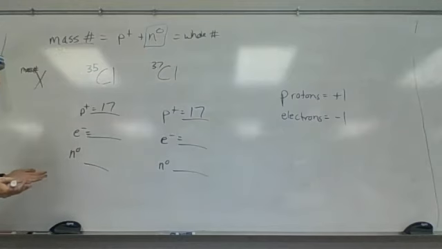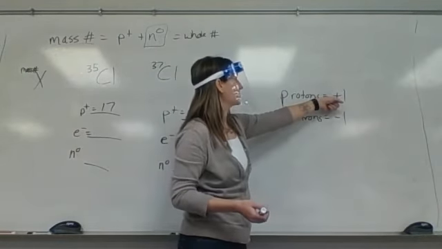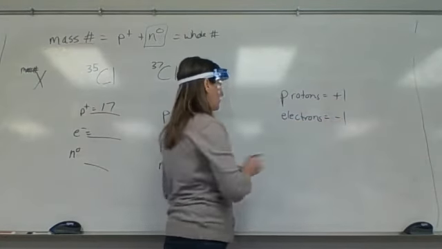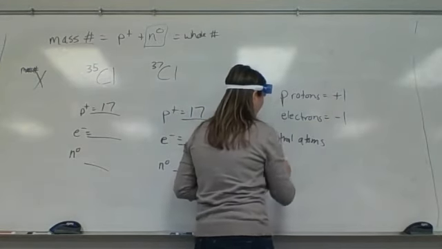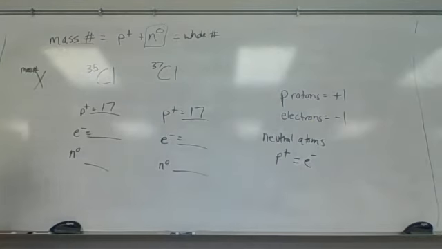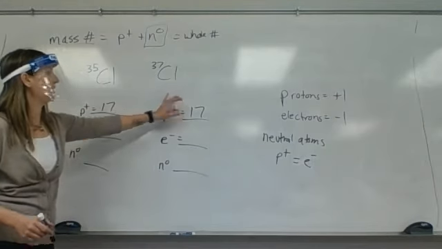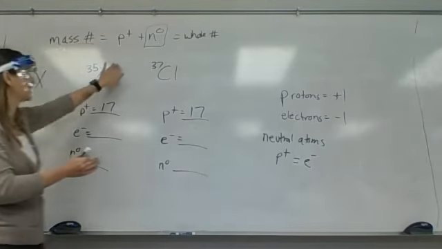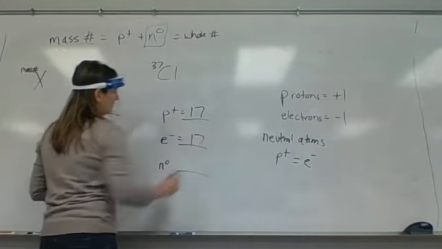So if they're neutral, that means the protons, my positively charged particles, are going to have to equal my electrons, my negatively charged particles. Whenever you have a neutral atom, the protons are going to equal the electrons. So if I know my protons, 17 in both cases, that means I need to have the same number of electrons so that those positives and negatives cancel each other out, leaving no charge on either of those. 17, 17.